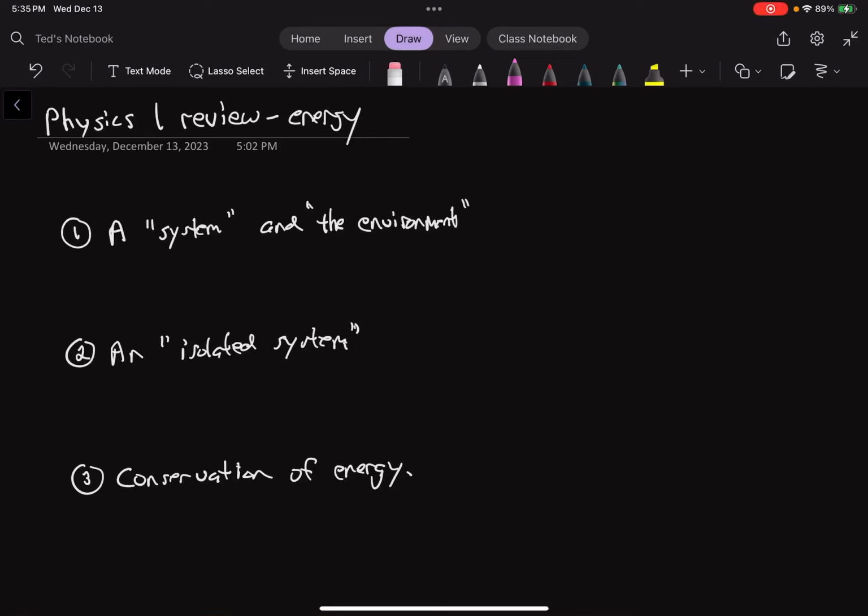All right, this is a review of Physics 1 for my Physics 2 students. And the third and final concept that we're going to use from Physics 1 in Physics 2 is conservation of energy.